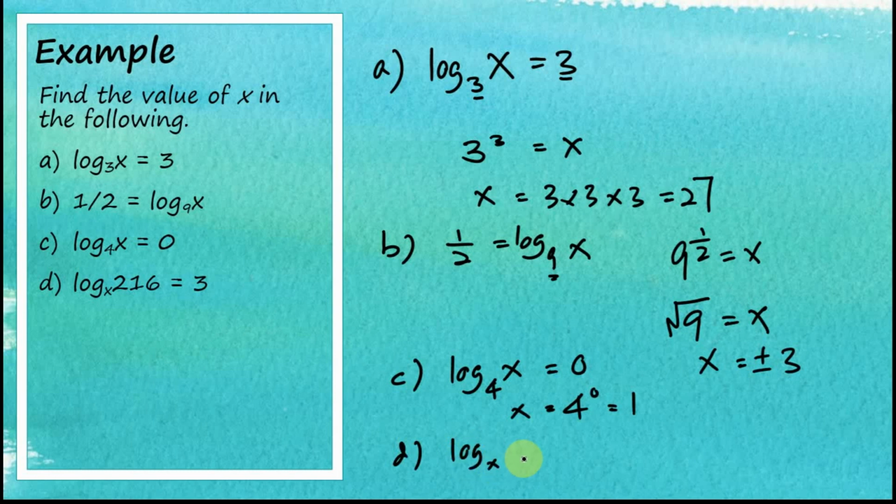Log base x of 216 equal to 3. So the base is x, so x to the power of 3 equals 216. By doing some calculations, you should know that 6 to the power of 3 is equal to 216, and therefore x is equal to 6. Okay, so this is how we solve problems or equations that involve logarithms.